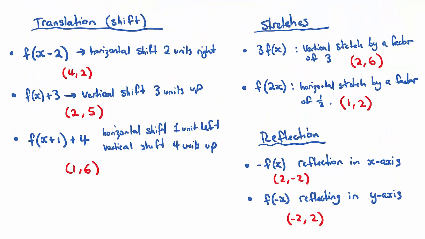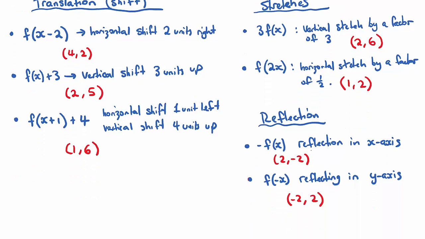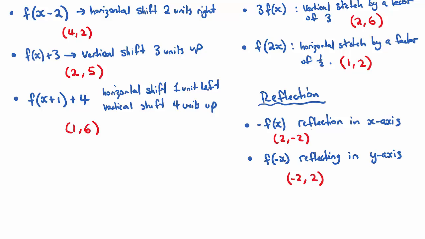Okay, so that's an example of what happens to a singular point. These are the expressions that you need to look out for. If you have a plus or minus inside the bracket, that's a horizontal shift. If you have a plus or minus outside of the bracket, it's a vertical shift, and you could have both. A stretch outside of our function is a vertical stretch, and inside is a horizontal stretch by 1 over this number. And the two reflections are either vertically in the x-axis or horizontally in the y-axis.